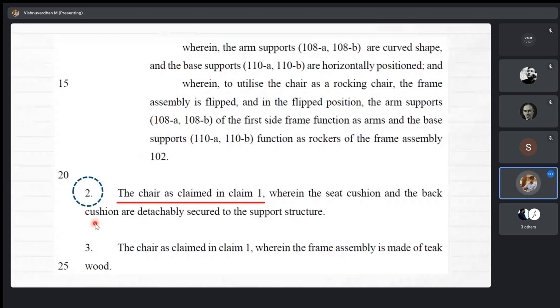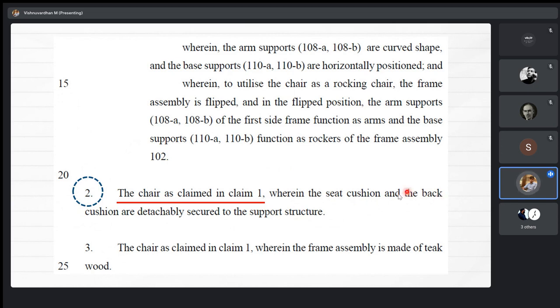Then claim number 2, always list your claims. Claim 1, claim 2, claim 3. In claim 2, they say the chair. See, a chair became the chair because you already introduced the chair, right? So the chair as claimed in claim 1, wherein the seat cushion and the back cushion, you need to note, a seat cushion was listed there and then a back cushion was listed there. So the seat cushion and the back cushion are detachably secured to the support structure. They're giving more details to all the elements which have already been introduced in claim number 1.